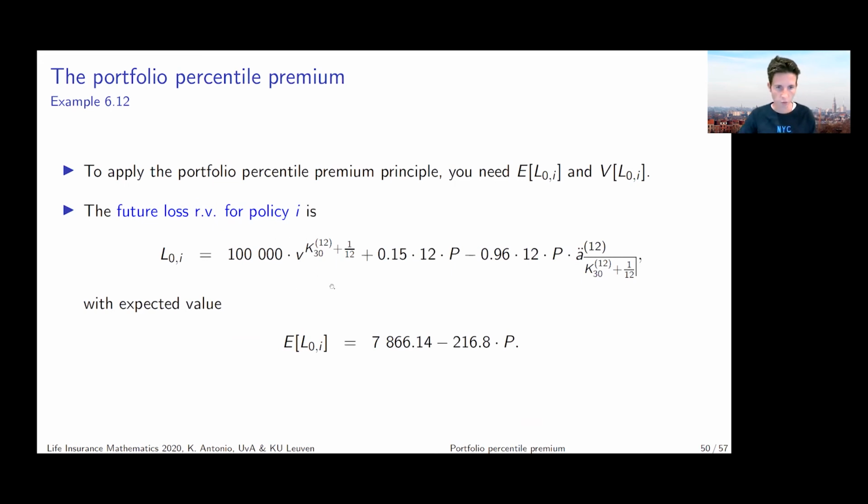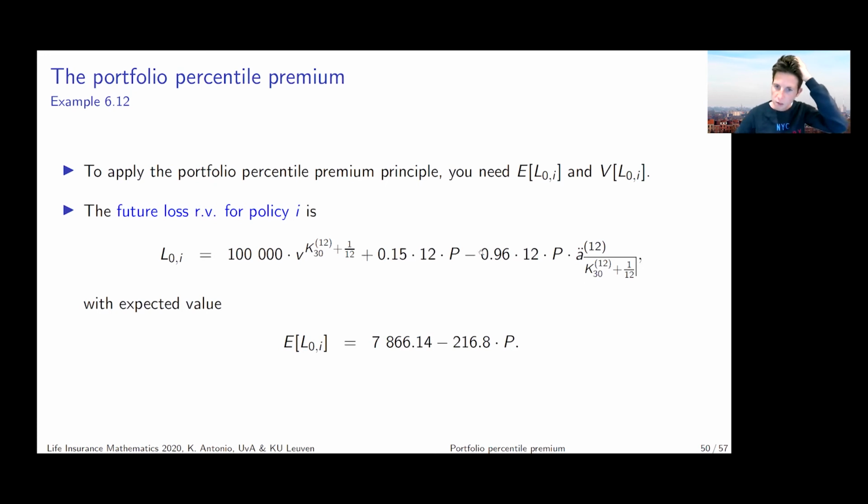And then we know from chapter 4 that if you look at the present value random variable, you're going to work with this kind of expression because you're paying at the end of the month of death. Then you've got the initial expenses. That's the 15% of 12 times P. No stochasticity there. And then you've got the renewal expenses minus the present value random variable that takes care of the premiums, right? Here you recognize the random variable corresponding to the present value of a life annuity that pays monthly, at the beginning of each month.